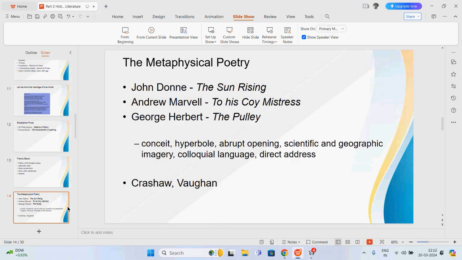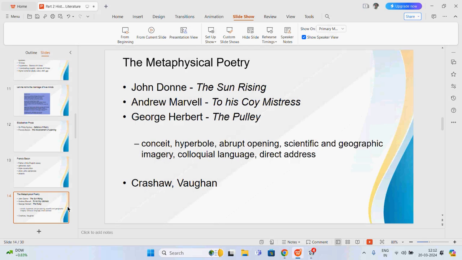The Sun Rising by John Donne. He also wrote A Valediction Forbidding Mourning. That is also a very famous poem by him. Andrew Marvell, To His Coy Mistress, The Garden. George Herbert, The Pulley. Some characteristics of metaphysical poetry are given there on your slide. In the next slide, you will read something more.